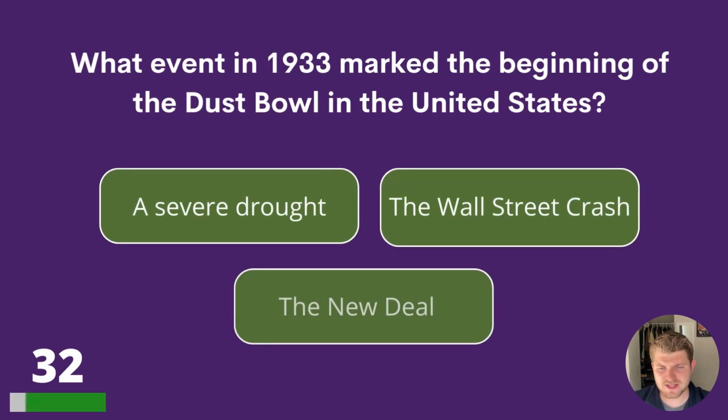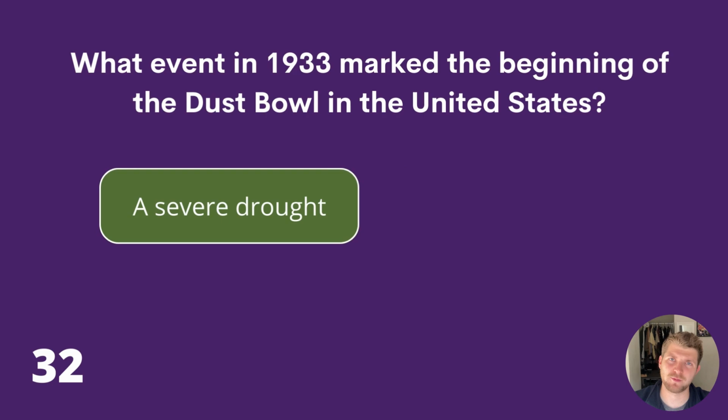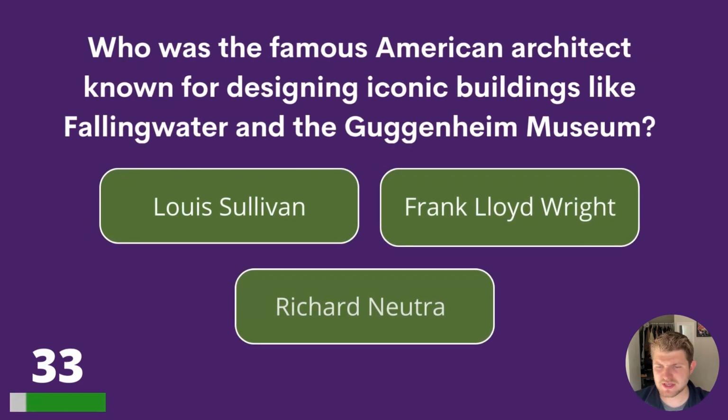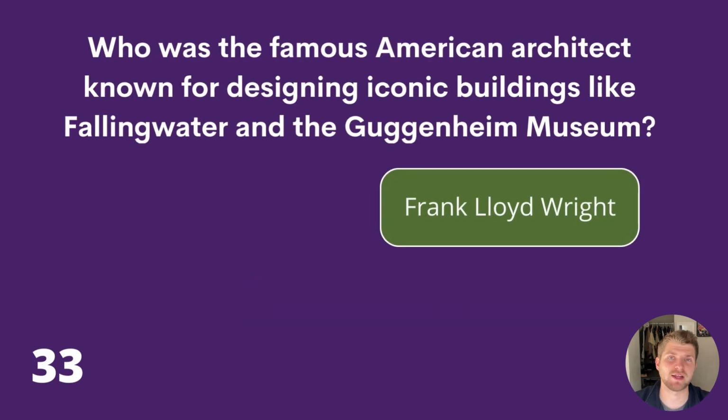32. What event in 1933 marked the beginning of the Dust Bowl in the United States? A severe drought, the Wall Street crash, or the New Deal? The answer is a severe drought. Question 33. Who was the famous American architect known for designing iconic buildings like Fallingwater and the Guggenheim Museum? Is it Louis Sullivan, Frank Lloyd Wright, or Richard Neutra? The answer is Frank Lloyd Wright.